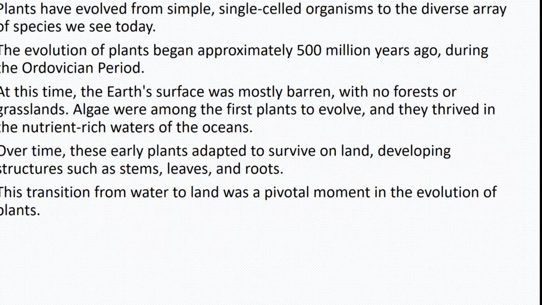So plants have evolved from single-cell organisms to a diverse array of species that we see today, and the evolution of plants began approximately 500 million years ago during the Ordovician period. At that time, the Earth's surface was mostly barren with no forests or grassland, and the algae were among the first plants to evolve, and they thrived in the nutrient-rich waters of the oceans.